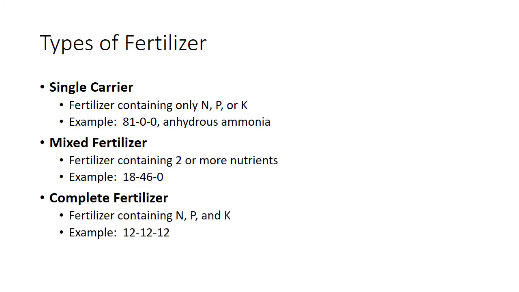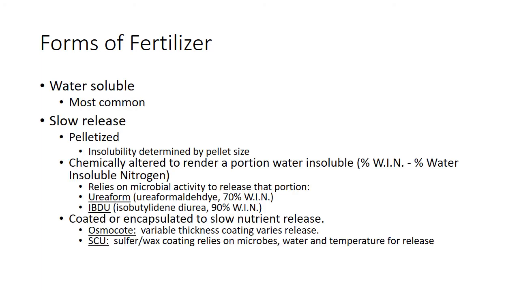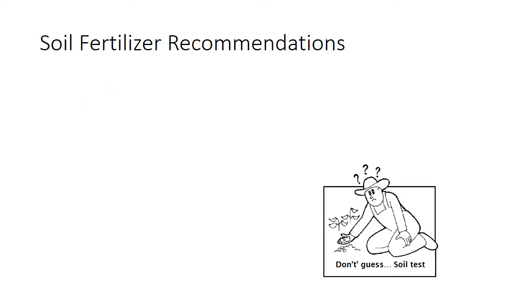And then a complete fertilizer is something that contains nitrogen, phosphorus, and potassium. So an example would be 12-12-12. So there are a bunch of different mixes out there, but a complete fertilizer has all 3. There's also some nitrification inhibitors that will slow this down too, like N-Serve is one example of those. So a couple of different types of fertilizers.